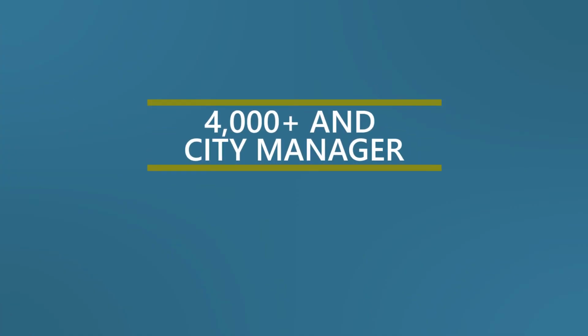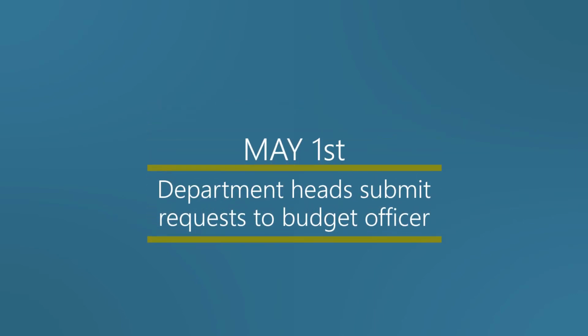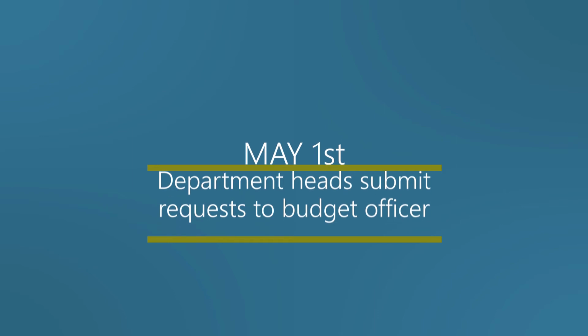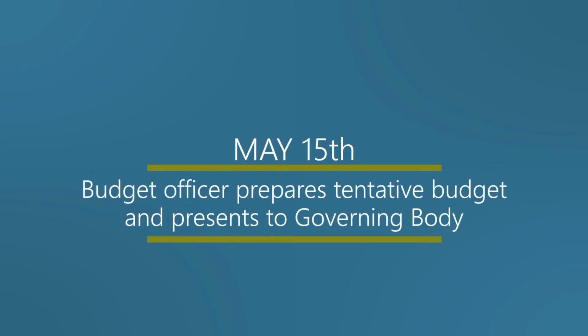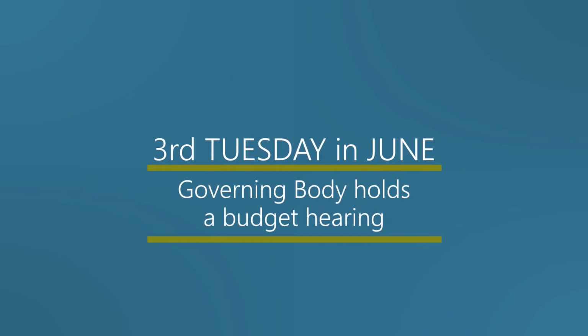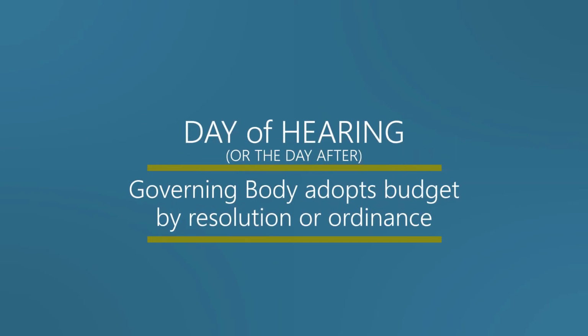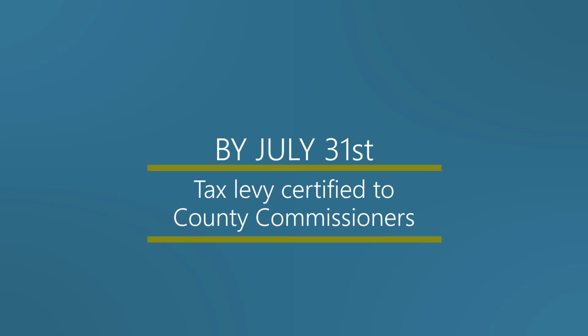For first-class cities and municipalities over 4,000 in population and city manager form of government: May 1st, department heads submit requests to the budget officer. May 15th, budget officer prepares tentative budget and presents to governing body. Third Tuesday in June, governing body holds a budget hearing with notice published. Day of hearing or the day after, governing body adopts budget by resolution or ordinance. By July 31st, tax levy certified to county commissioners.